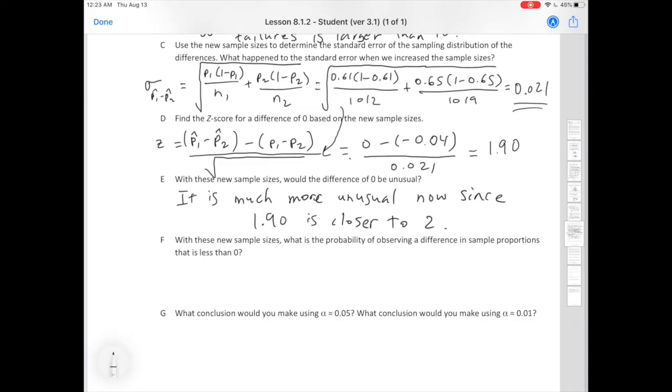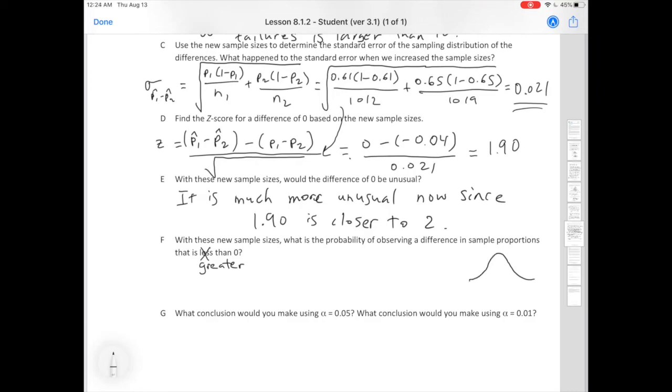Okay, so let's keep going here. With these new sample sizes, what is the probability of observing a difference in sample proportions that is less than 0? Okay. I think they meant greater than 0 here, okay? I think this is a typo, so I'm going to change it to greater than 0.